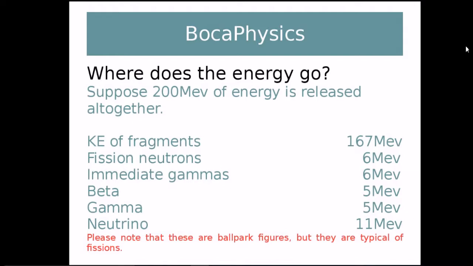Now neutrinos are also produced as a consequence of beta decay, and they carry away 11 megaelectron volts. However, this energy is lost because neutrinos interact only very weakly with other matter. Now please note that these are ballpark figures, but they are typical of fissions.